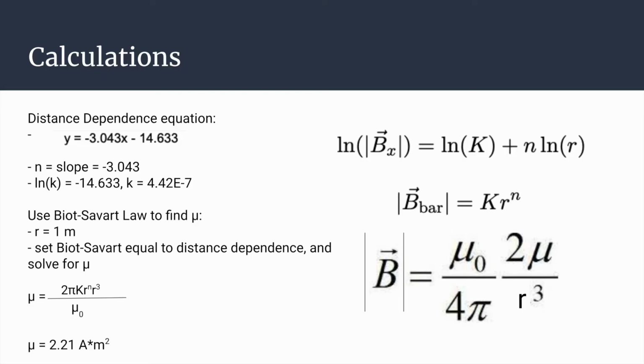I then used the Biot-Savart law to find the magnetic dipole moment of the bar magnet. Using r equals 1 meter, I set the Biot-Savart law equal to the distance dependence formula, and I solved for mu, getting a value of 2.21 amperes times meters squared.